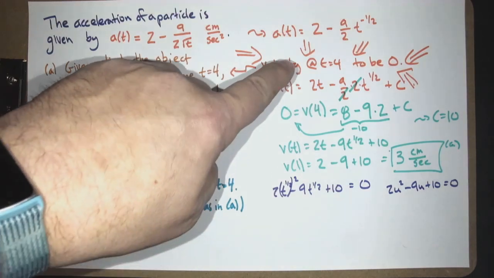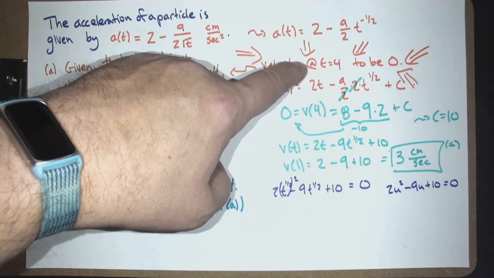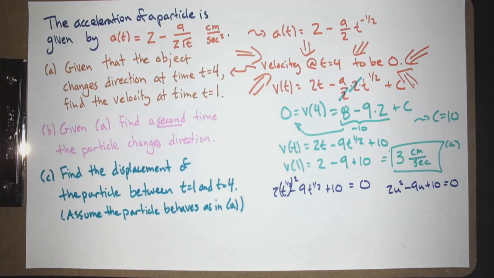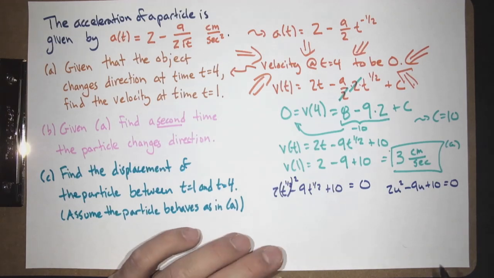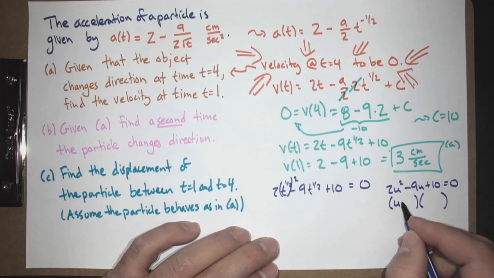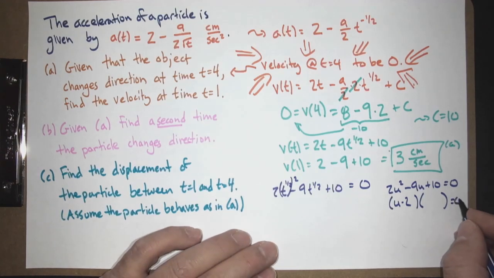We know at time 4, things have to be 0. Well, if t is 4, what is u? U will be 2, because u is t to the 1/2. Well, that tells us that if u equals 2 is the solution, u minus 2 has to be a factor. That's the only way that's possible. So that gives us 1 out of 2 factors.